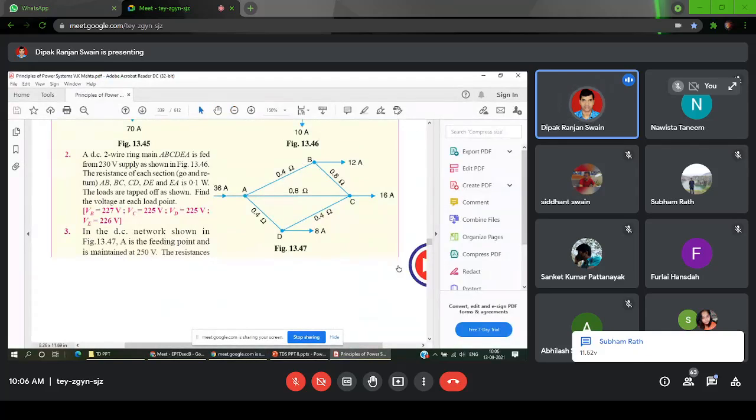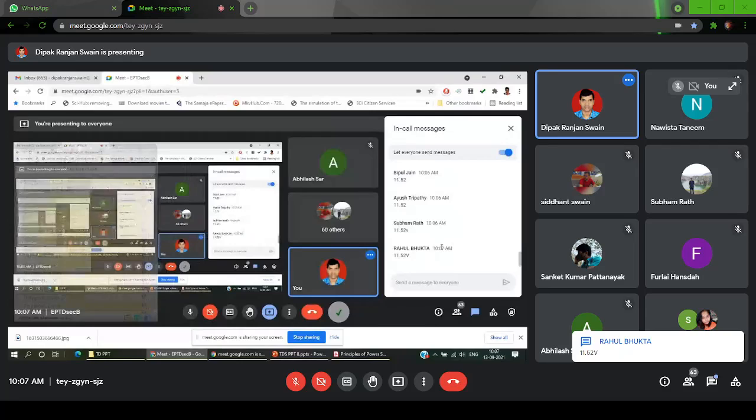What will be VAC? VAC will be 17.6 into 0.4 for the section AB and 5.6 into 0.8 for the section BC. So 17.6 into 0.4 and 5.6 into 0.8. I think it should be coming 11.52.